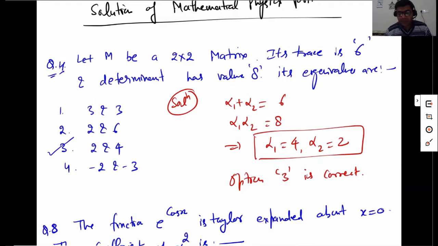That is, if it is a 2 cross 2 matrix, the eigenvalues will be, let's say, alpha 1, alpha 2. So alpha 1 plus alpha 2 is equal to 6, and the determinant is equal to the product of the eigenvalues, that is alpha 1 times alpha 2 is equal to 8. If we solve these two equations for alpha 1 and alpha 2, we'll get alpha 1 is 4, alpha 2 is 2. So option 3 is the option matching the answer.